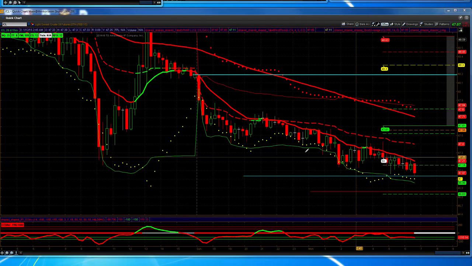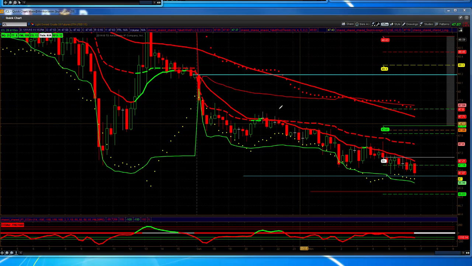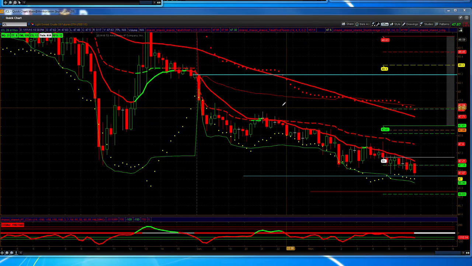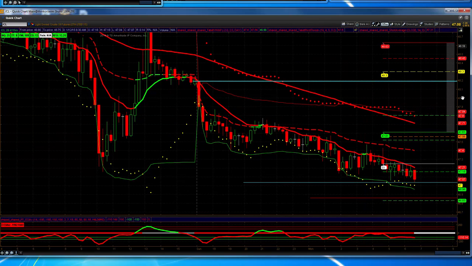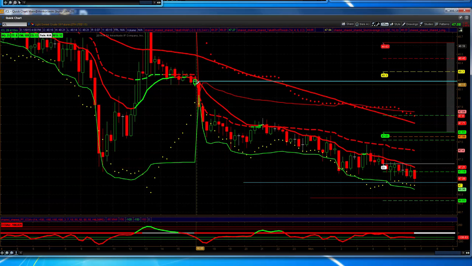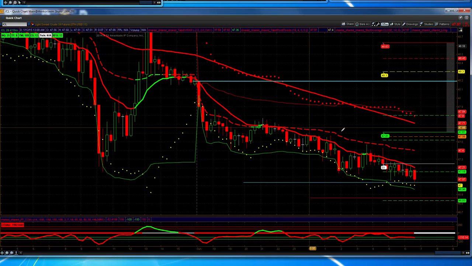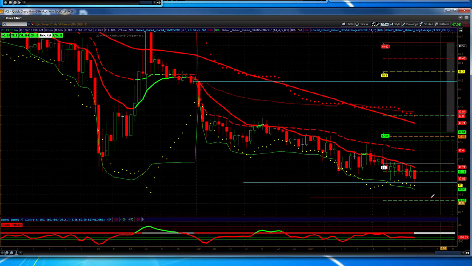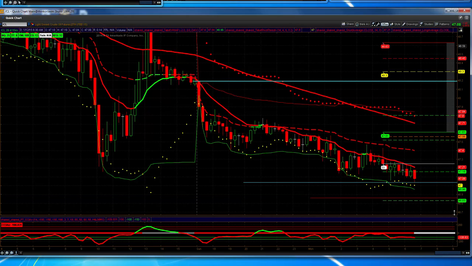For the new viewers, I'm going to give some terminology, but you'll catch on eventually, and I'll do some educational stuff. As you can see, as Globex traded open last night, the market has been going in a steady downtrend, and I think last week's low is 46.83.